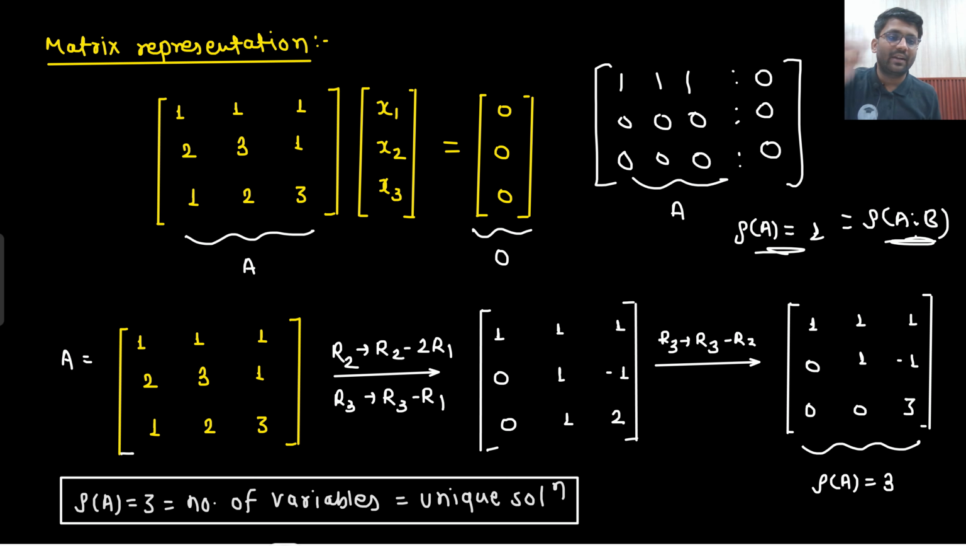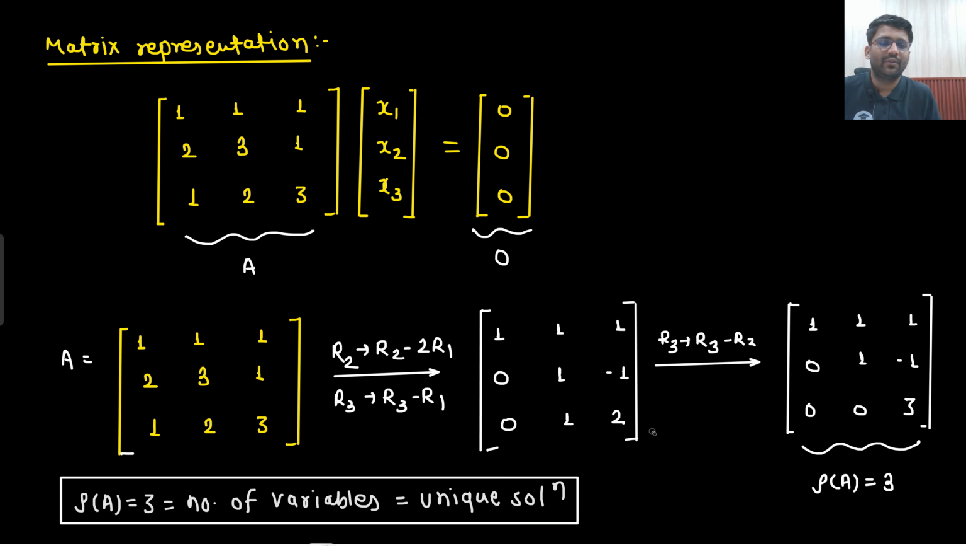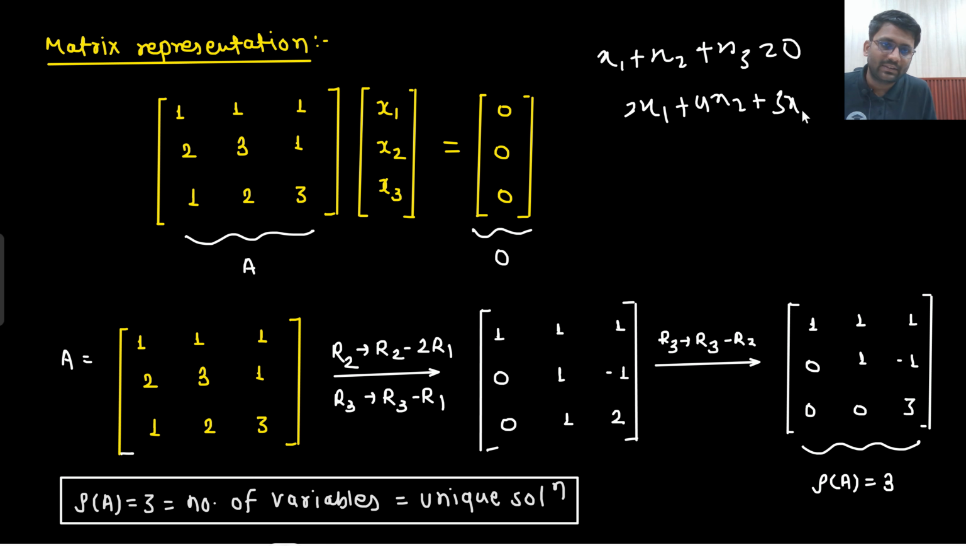So there can never be a condition that solutions are not even existing. Why is that so? Let's just assume I write down any random equation: x1 plus x2 plus x3 equals 0, and 2x1 plus 4x2 plus 3x3 equals 0.